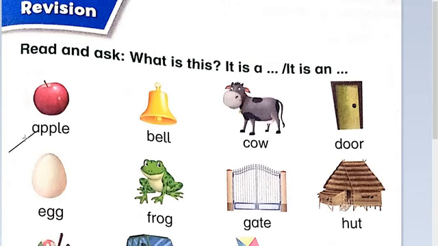ये क्या है? What is this? It is an apple. ये एक सेब है. What is this? ये क्या है? It is an... What is this? It is a bell.